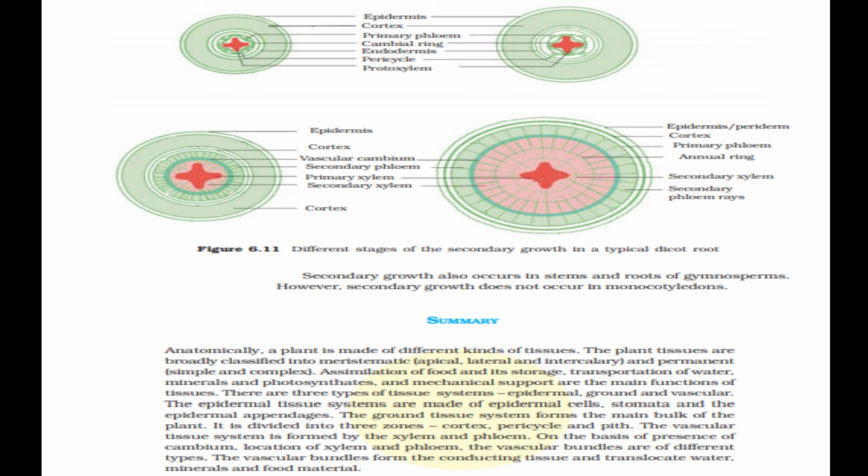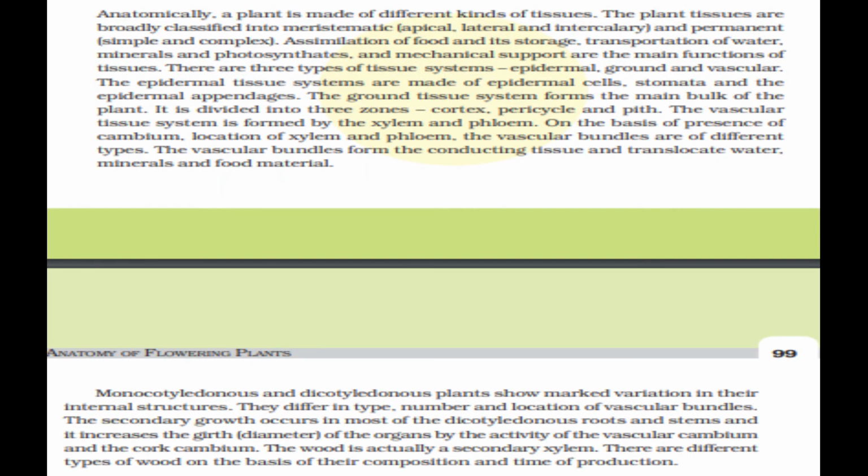Summary. Anatomically, a plant is made of different kinds of tissues. The plant tissues are broadly classified into meristematic, apical, lateral and intercalary, and permanent, simple and complex. Assimilation of food and its storage, transportation of water, minerals and photosynthate, and mechanical support are the main functions of tissues. There are three types of tissue systems: epidermal, ground and vascular. The epidermal tissue systems are made of epidermal cells, stomata and the epidermal appendages. The ground tissue system forms the main bulk of the plant. It is divided into three zones: cortex, pericycle and pith. The vascular tissue system is formed by the xylem and phloem.